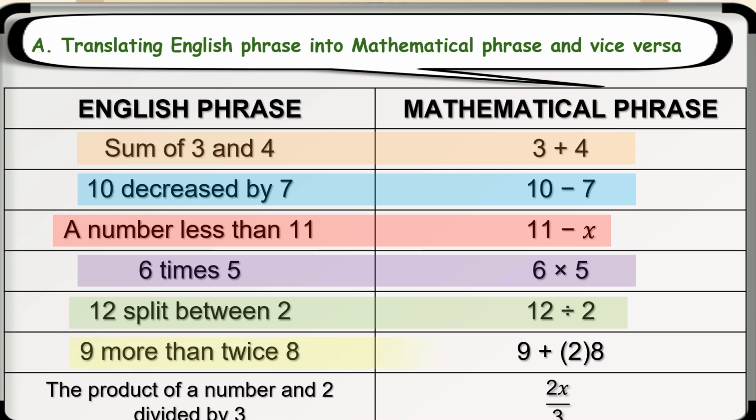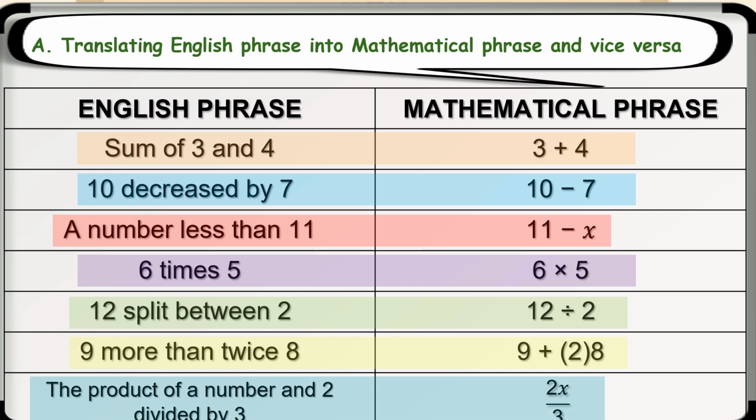Number 6. 9 more than twice 8. We are going to divide this phrase into two parts. The word twice means we are going to double the number or multiply by 2. Whatever the product, we will add 9 to it. Mathematically, it would be 9 plus 2 times 8.